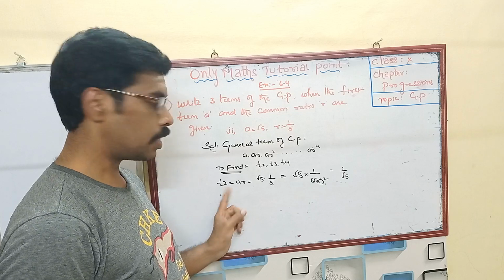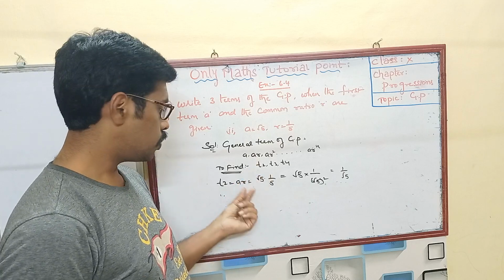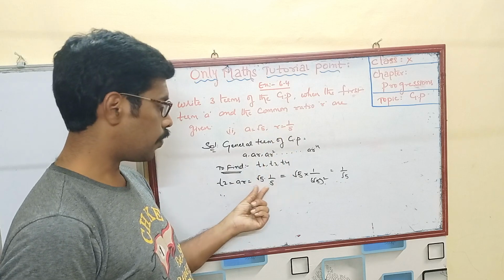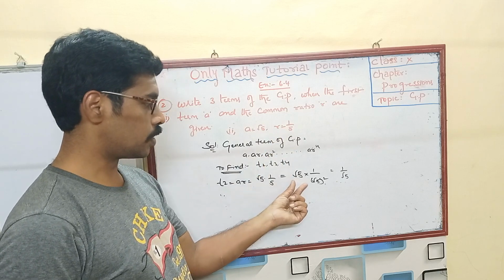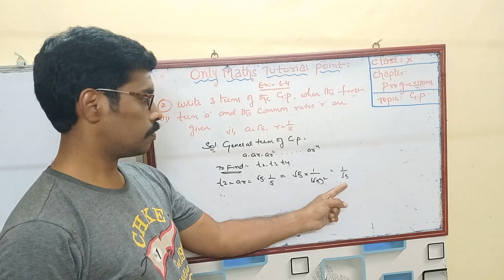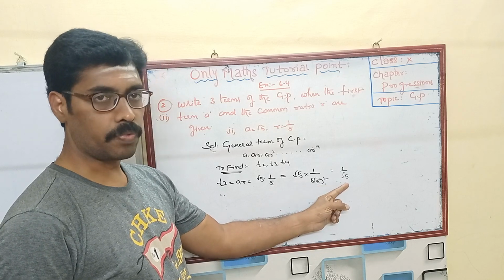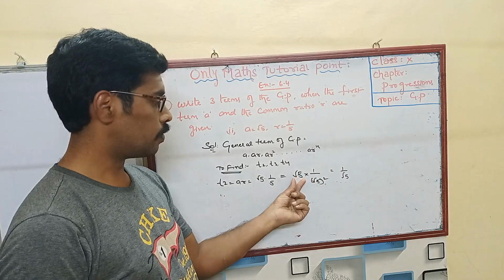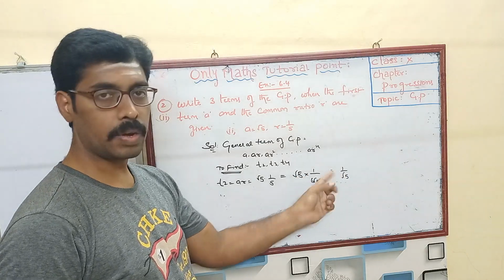So what is T2 here? That is the second term, AR. So A is given as root 5, R is given as 1 by 5. Then root 5 by 5, after simplification, you will get 1 by root 5, guys. Because 5 can be written as root 5 whole square, root 5 and root 5 get cancelled, you will get 1 by root 5.